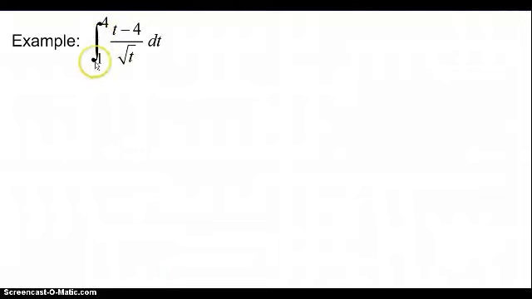So we have the definite integral from 1 up to 4, and our function is the quantity t minus 4 divided by the square root of t. Well, I really don't see anything being operated on here. So again, the first thing that I'm going to do is I'm on the hunt for my antiderivative. And I don't see u substitution. I don't see any technique here.